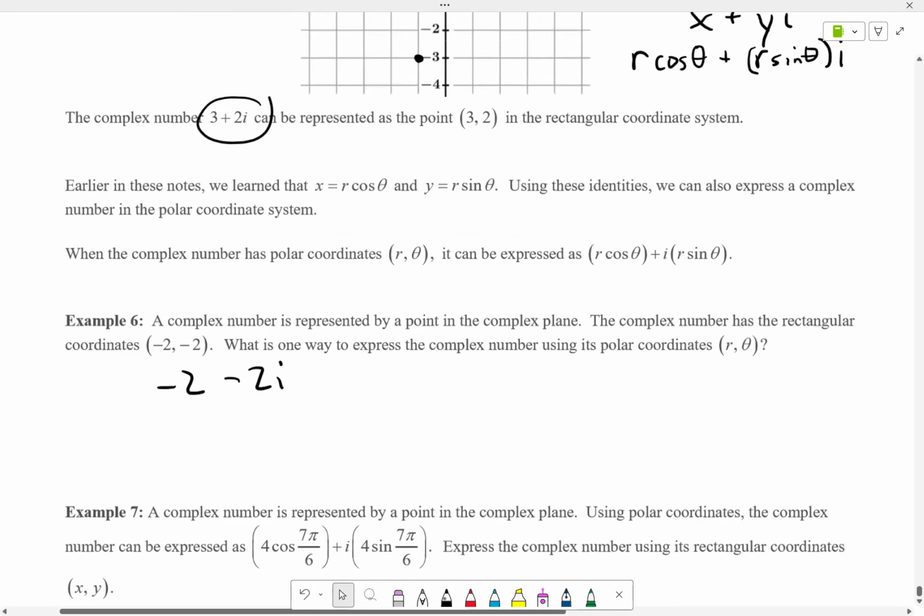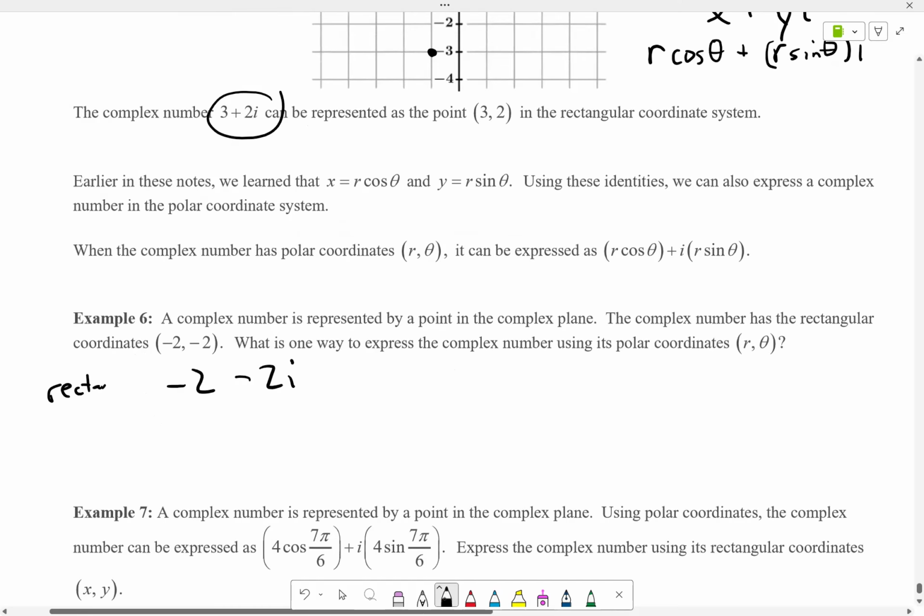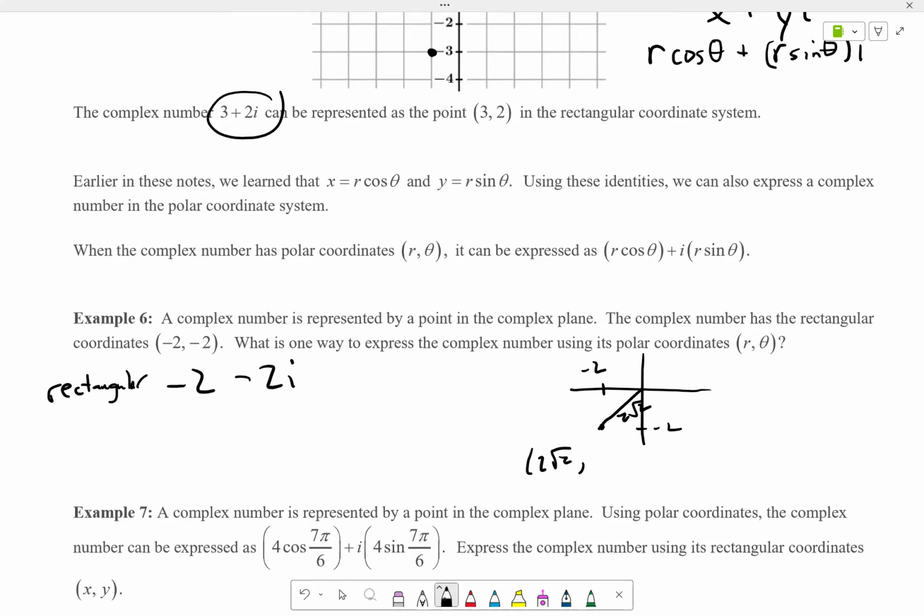Well, this is rectangular. So I'm going to do a little bit of analysis on the side. I have my -2 over here, -2 on the side. Do you know what my r is? It's 2√2 if we're pointing that direction. And do I know my theta there? Either -135, but I need to keep it positive. 180, what, 225? There's my r and theta.